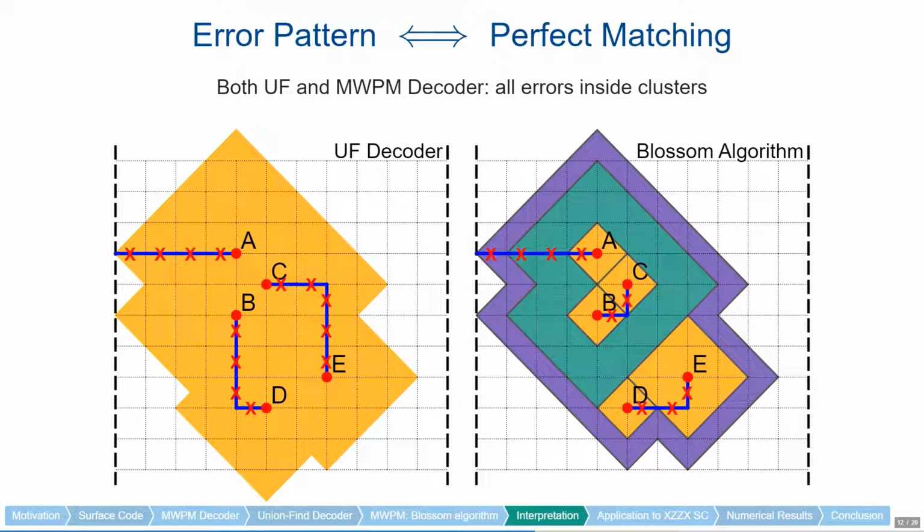Let's compare these two decoders. They both find a perfect matching, but only the MWPM decoder finds a minimum weight perfect matching. If we use the same language to describe both of them, that is, all errors are inside clusters.